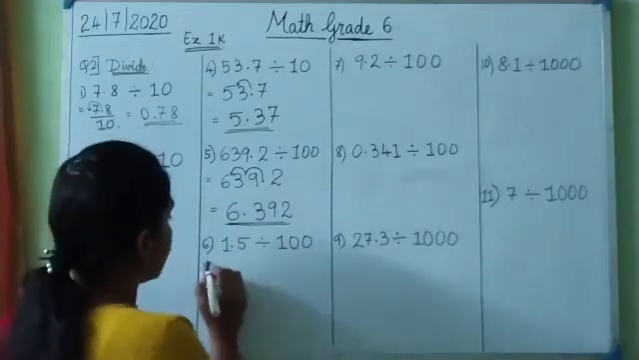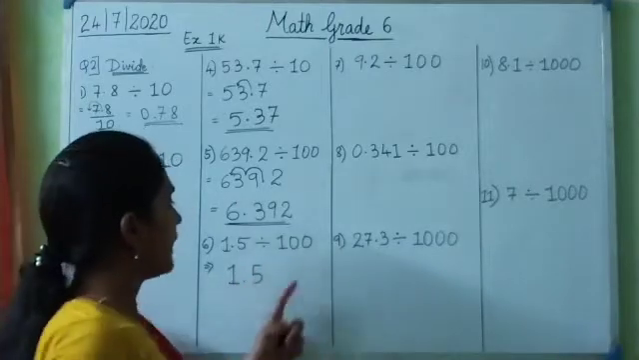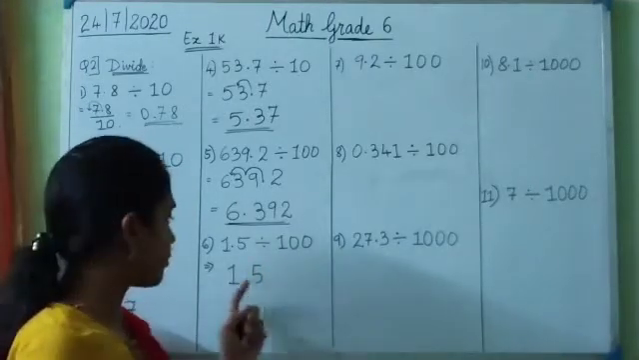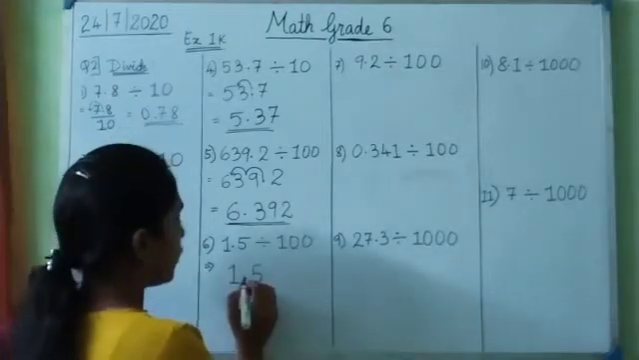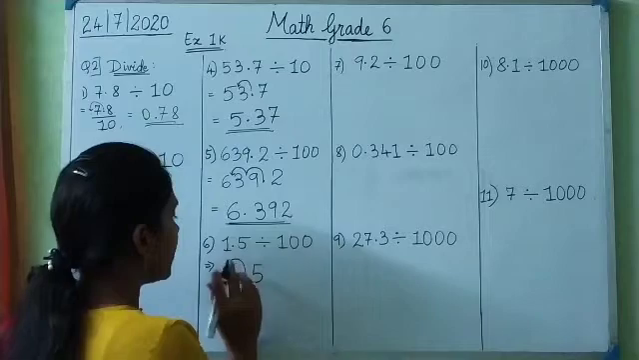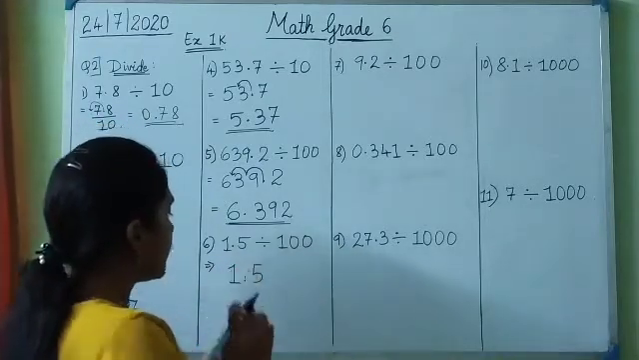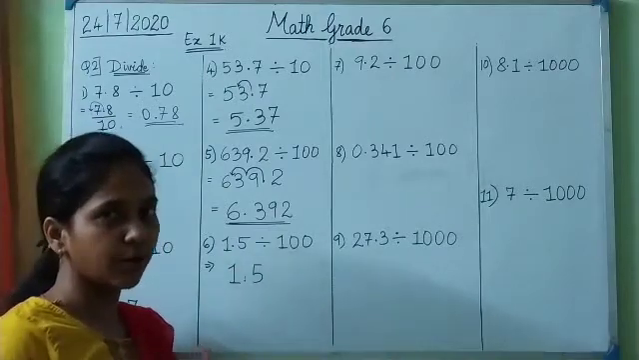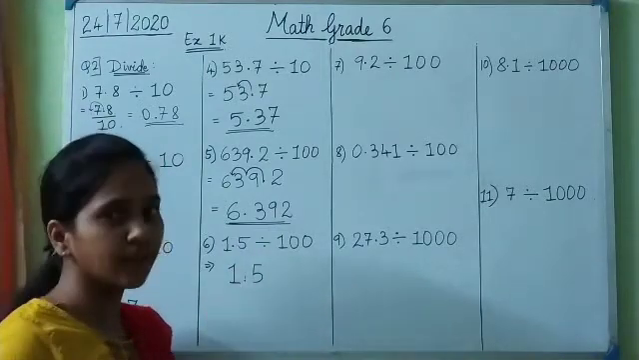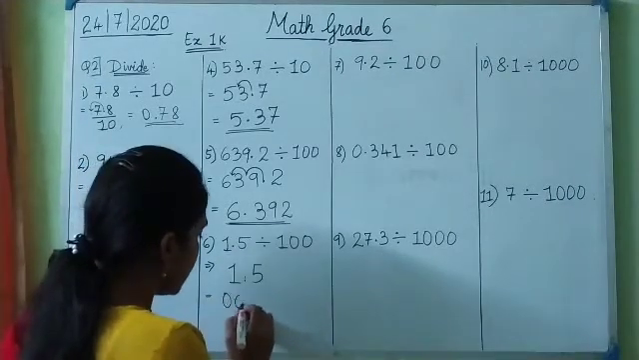Now the next is 1.5. In 100 there are 2 zeros, so we have to shift this point 2 times towards the left, or 2 digits. But here there are no 2 digits, right? The number is 1.5. There is only 1 digit before the decimal point, to the left of the decimal point. So if there are no digits, you can add a number of zeros.